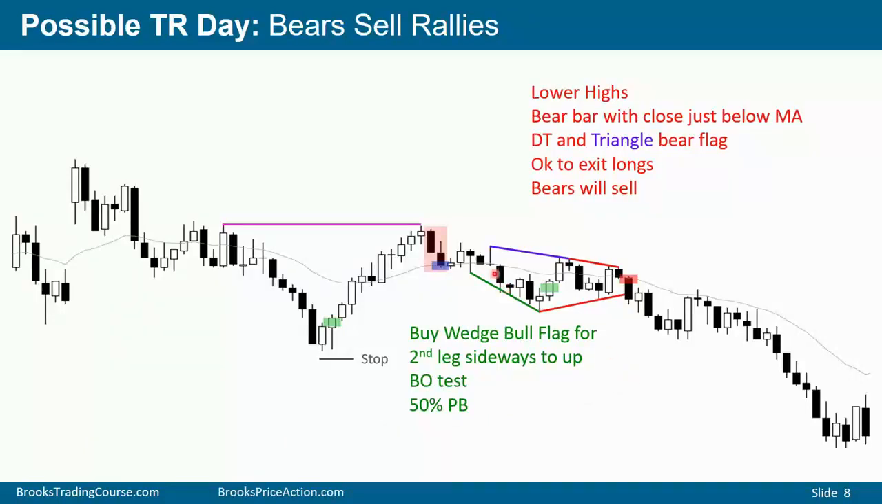We have 3 reversals up: 1, pullback, 2, pullback, 3. It's a triangle, probably leg 1, pullback, and then leg 2. It's reasonable for the swing bears to take this short, put a stop above the high of this bar, and hold on to see if they get a swing down.